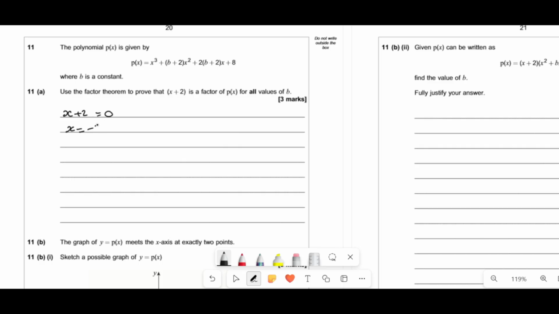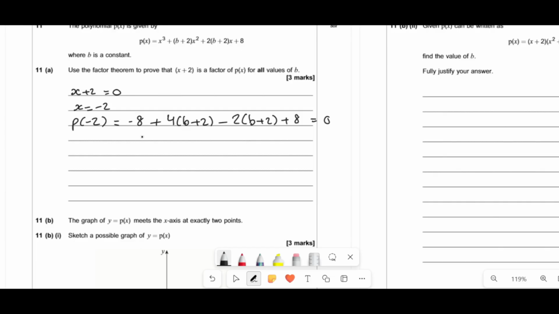So that means that x has got to be minus 2. So what you can do is you can sub in. So then we would want p of minus 2. So that's going to be minus 2 cubed, which is minus 8, plus b plus 2, so it's going to be minus 2 times minus 2, which is 4. So 4b plus 2, plus minus 2b plus 2 plus 8, right? And that has to equal 0 if this is a factor.